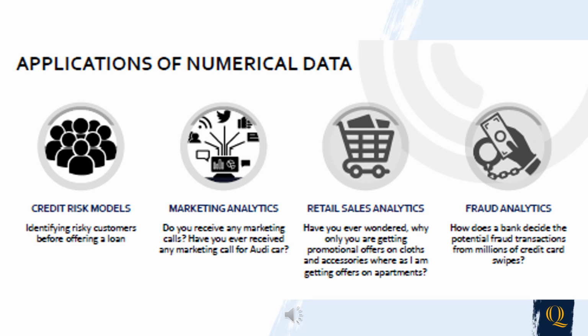Take a look at numerical data and explore a few examples of how numerical data is used in different fields. For example, look at credit risk models. We all know banks analyze historical data such as credit scores, payment history, and income levels to predict whether a customer is likely to default on a loan. This predictive model helps lenders make informed decisions and mitigate risks.